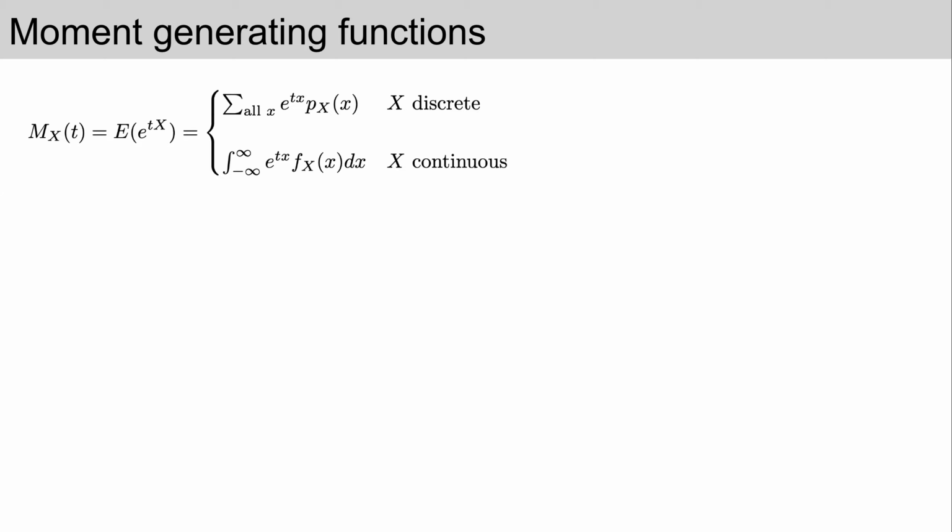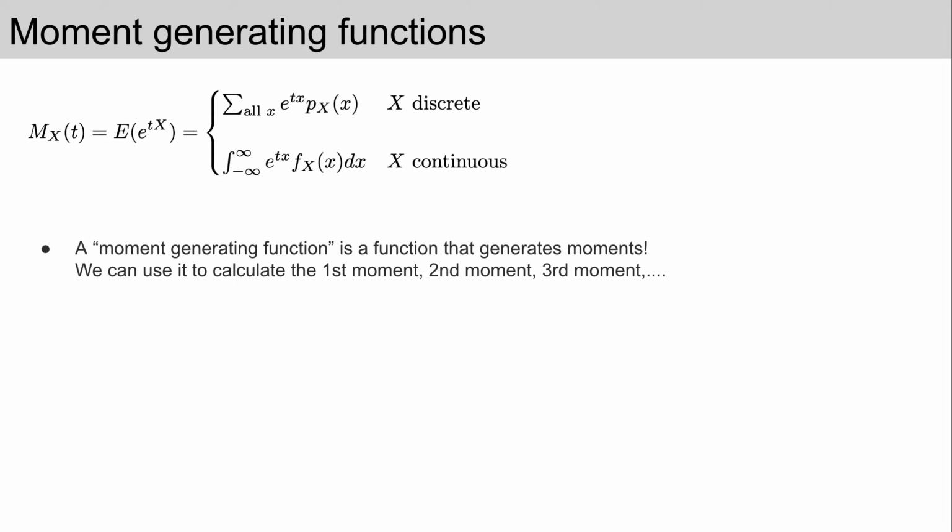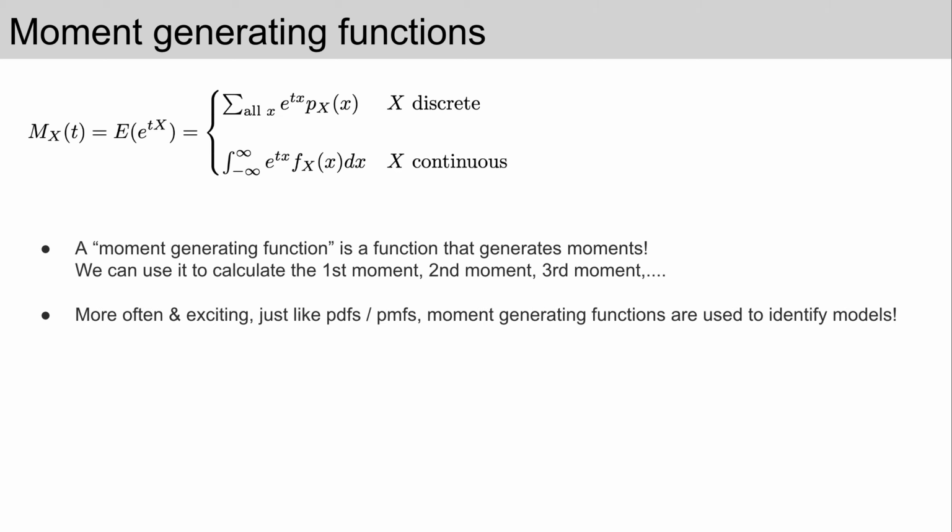Personally speaking, it's not immediately clear from this formula why we'd ever care about a moment-generating function. However, we'll come to rely on two important facts. First, a moment-generating function is a function that generates moments. That is, we can use it to calculate the first moment, second moment, third moment, and so on. Second, more often and exciting, at least to me, just like PDFs and PMFs, we can use moment-generating functions to identify models.